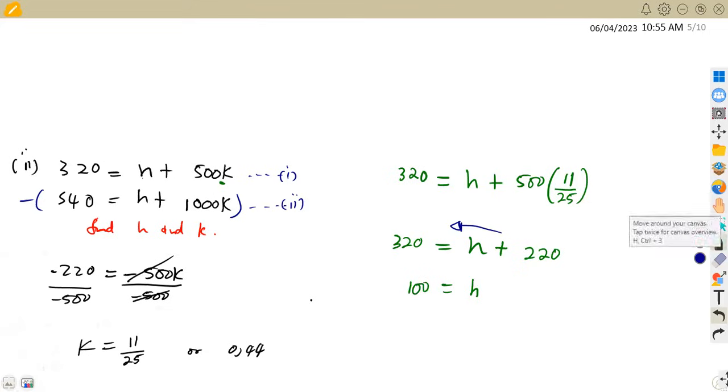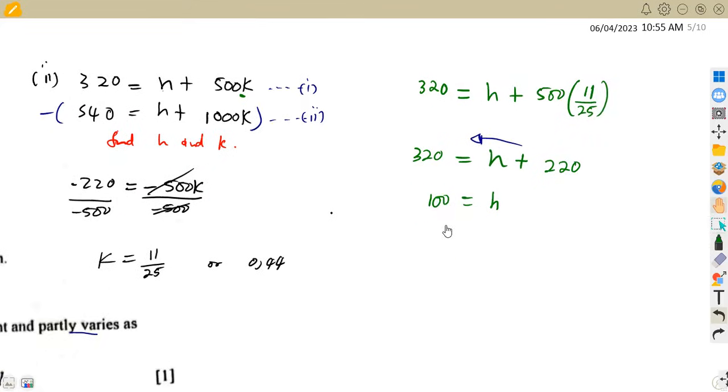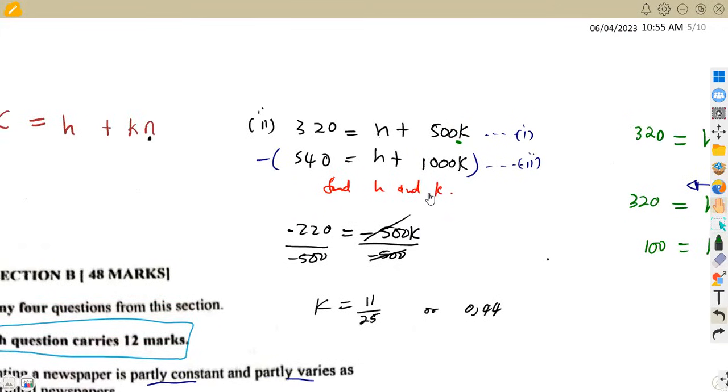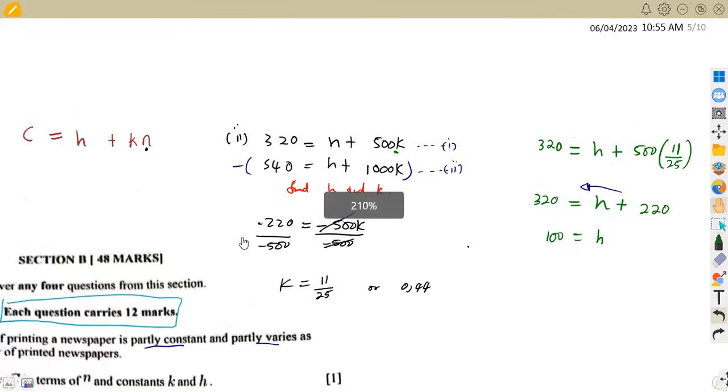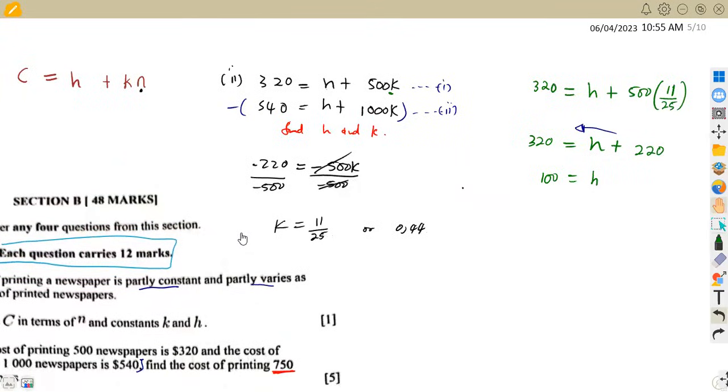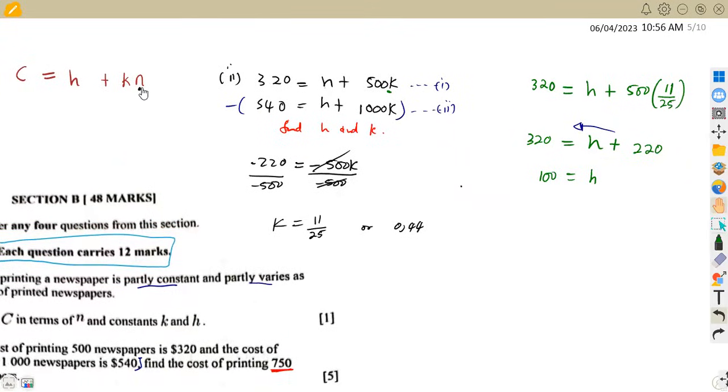So having the value of h and the value of k, we can now connect our equation in terms of the cost and the number of newspapers, because we are given that the cost is equal to h, which is a constant, our h, which is 100, plus kn, our k, which is 0.44, or it can be 11 over 25. I don't know which one you are going to use. So it's 11 over 25 times n.